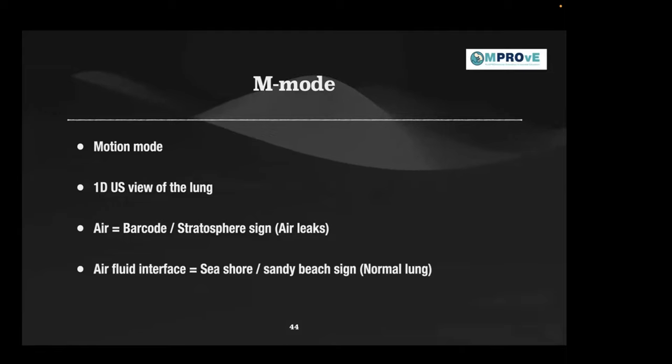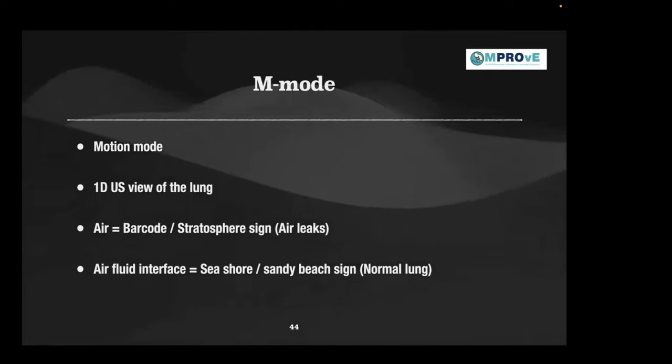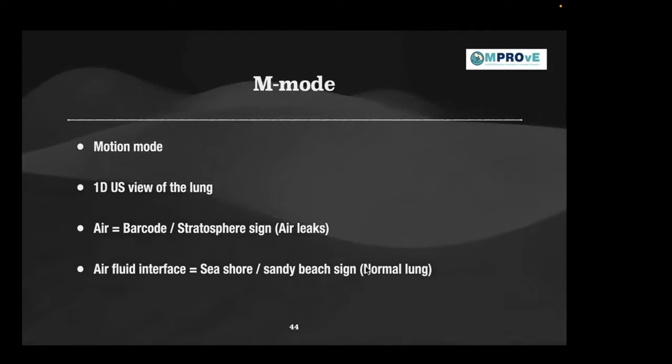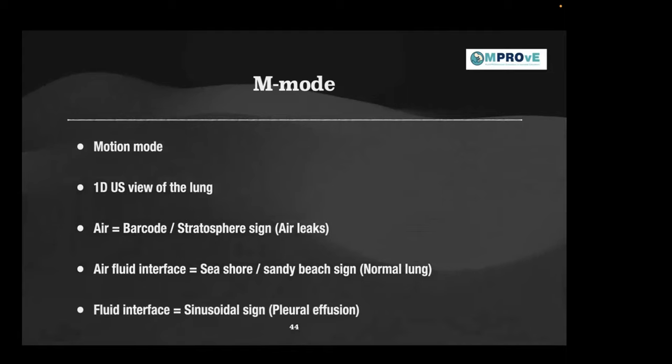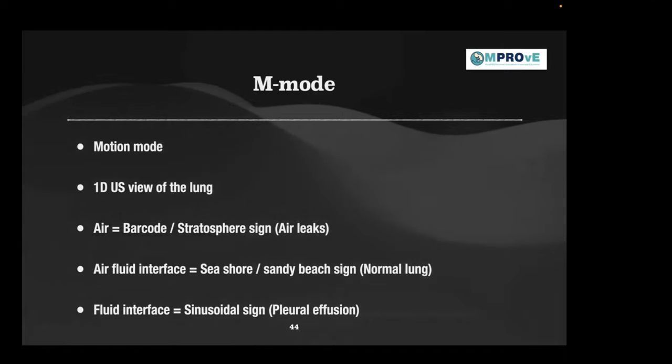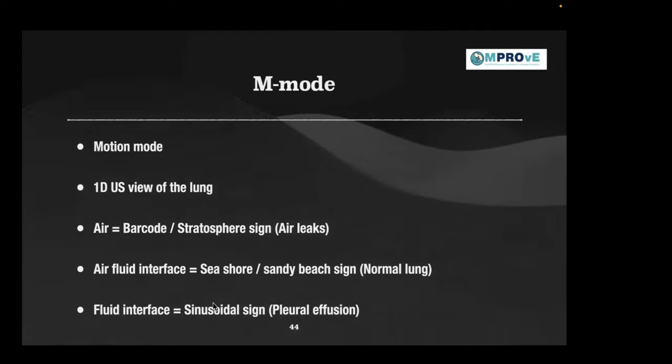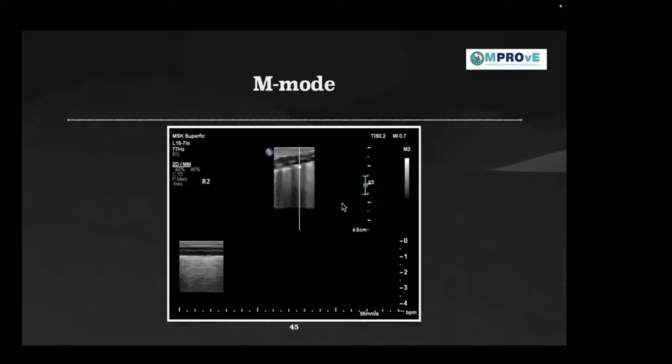And if you have an air and fluid interface, which is normal in the lung, or in pathologies like RDS and TTNB, you will see a seashore or a sandy beach sign. It could be in the normal lung or in the pathologies where the lung is filled with fluid, or in the interstitial areas. And if you see only fluid, I can imagine conditions like empyema, pleural effusions. In those kinds of scenarios, you're going to see something called a sinusoidal sign. So basically, these are the three signs which we are trying to look at when we are interrogating with the M mode.